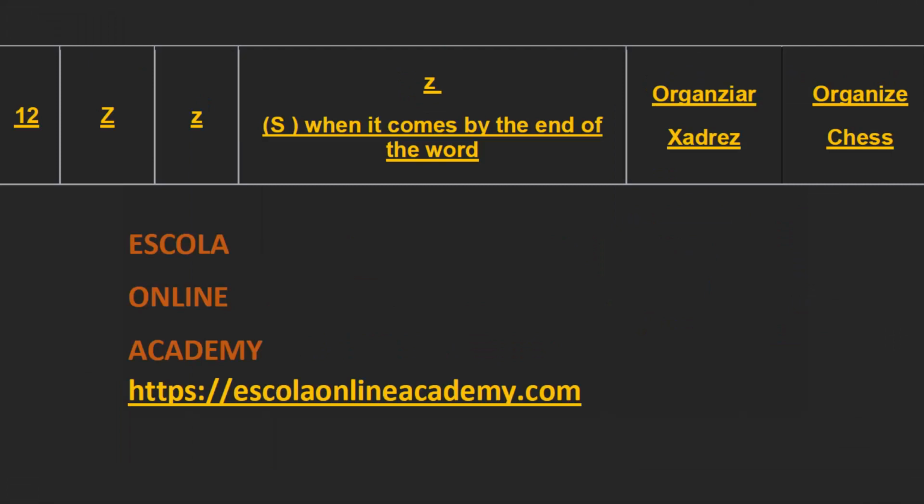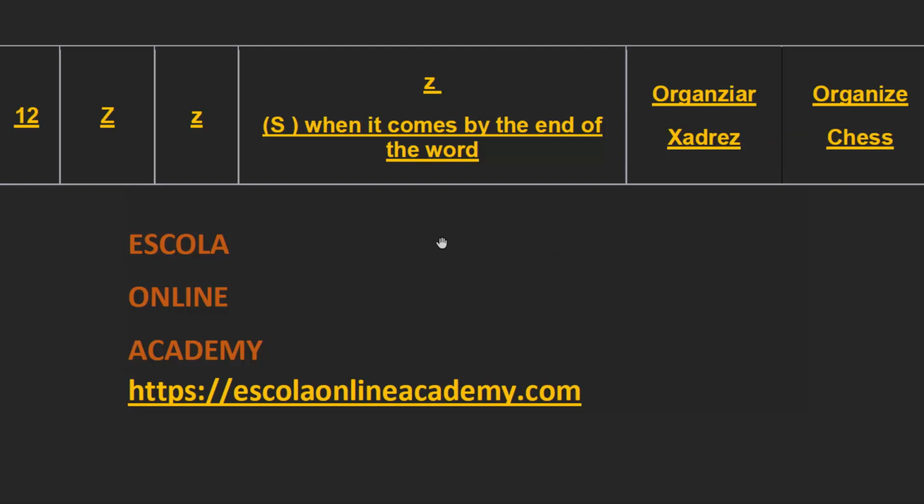The 12th letter that we have here is letter Z or Z in English. We have two pronunciations for this letter. First one we pronounce as Z. The example that we have here is verb to organize, which means in Portuguese organizar.